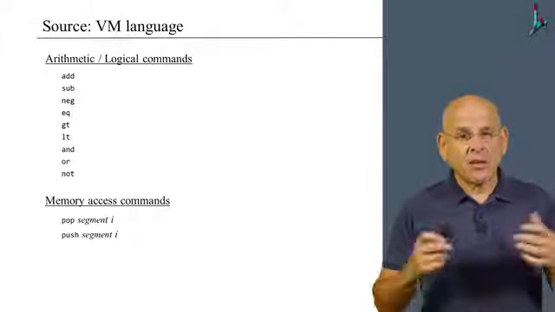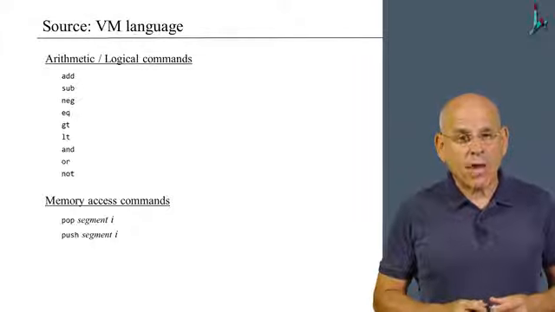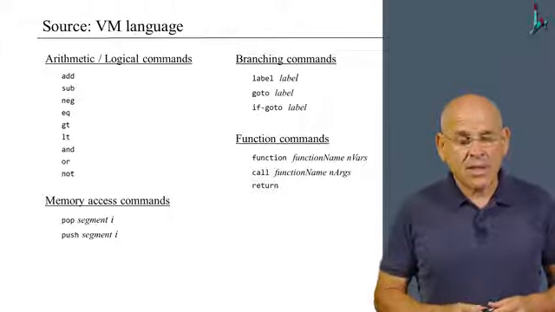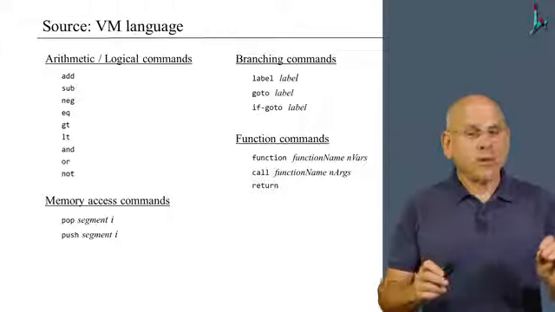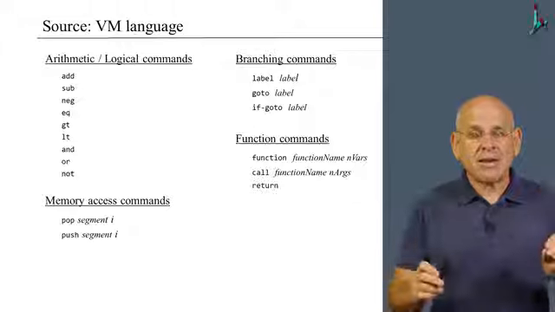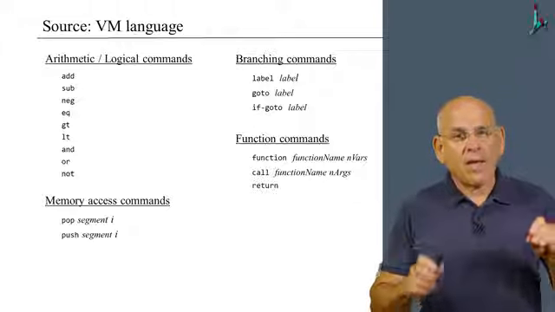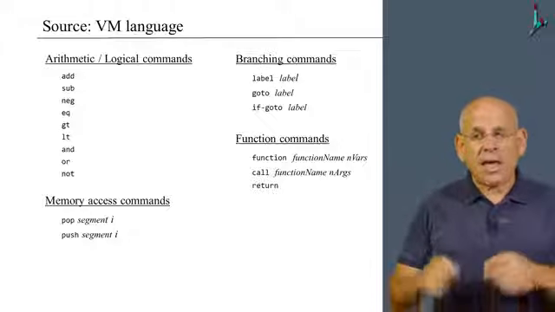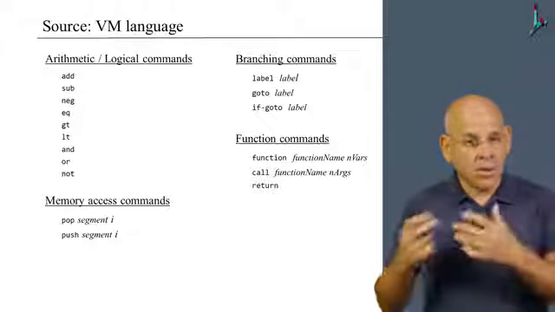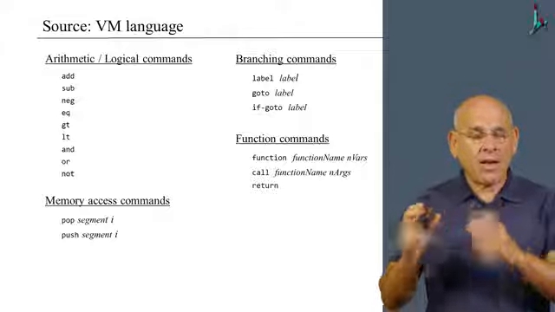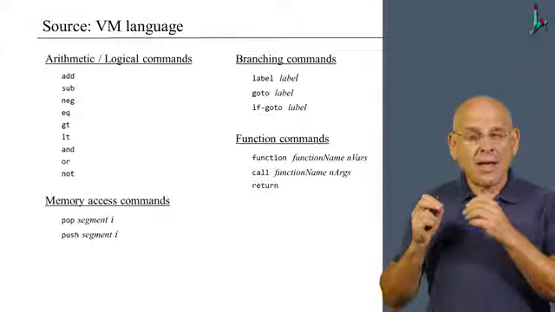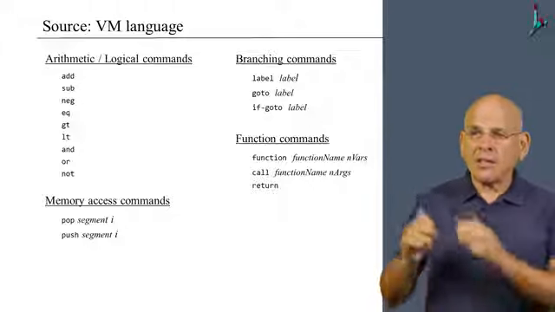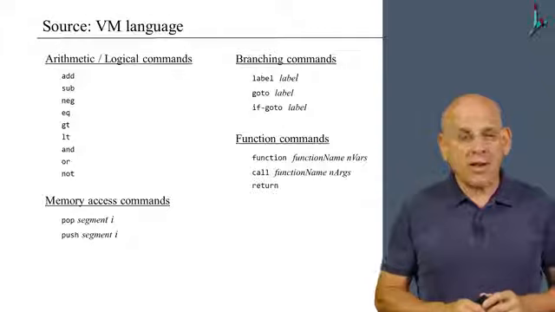So with that in mind, the source language that we have to deal with is the VM language, consisting of arithmetic, logical, and memory access commands, as well as branching commands and function commands. But in this particular project, project 7, we're going to focus only on the arithmetic, logical, and memory access commands. In the next project, the centerpiece of the next module, project 8, we will complete the picture and handle also the branching and the function commands.